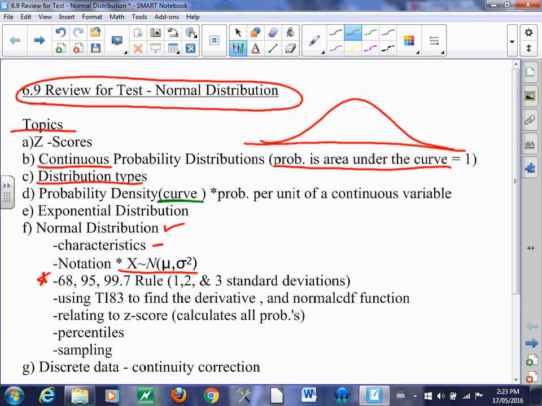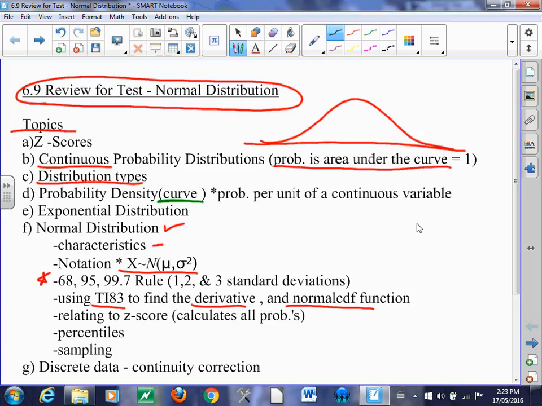Make sure you know how to use the graphing calculator to find the normal CDF function. Making sure you know how to get the shaded area under the shape, whatever it is, if it's the normal distribution or the exponential. Make sure you know that.